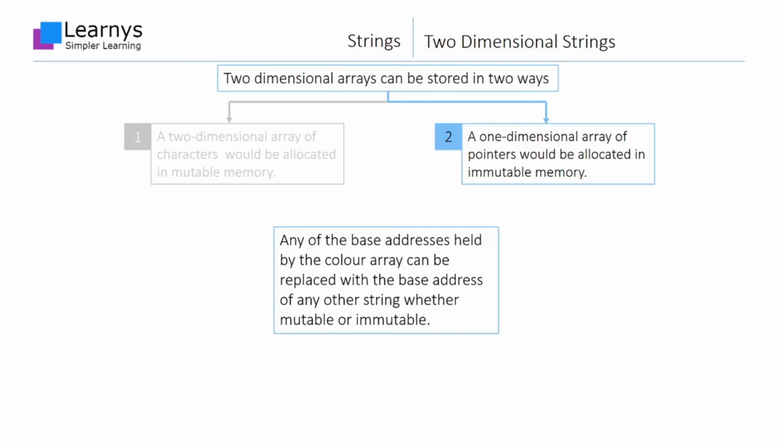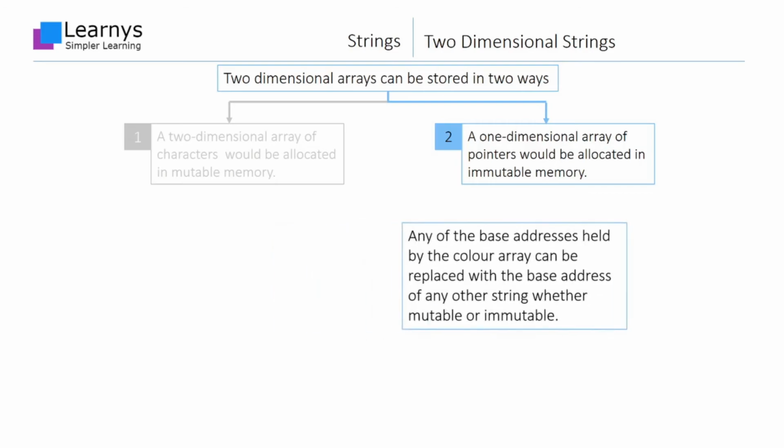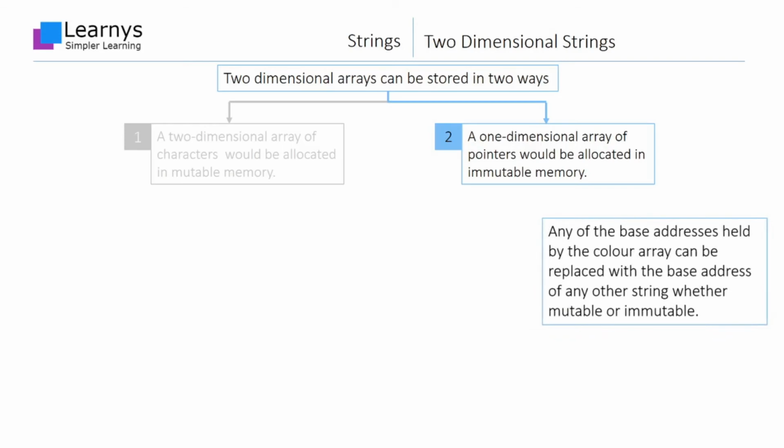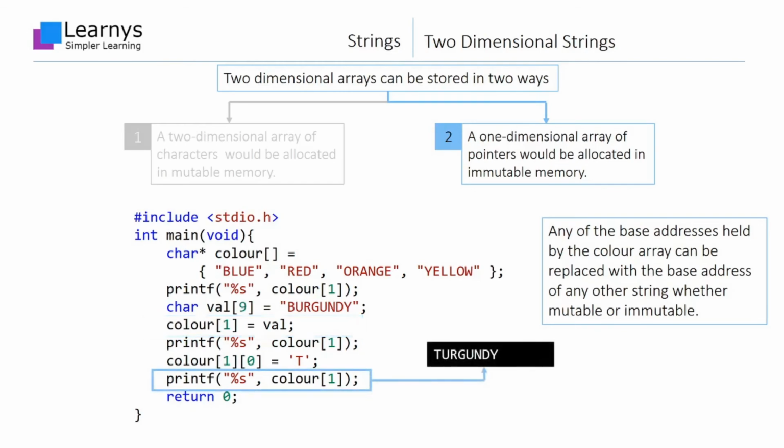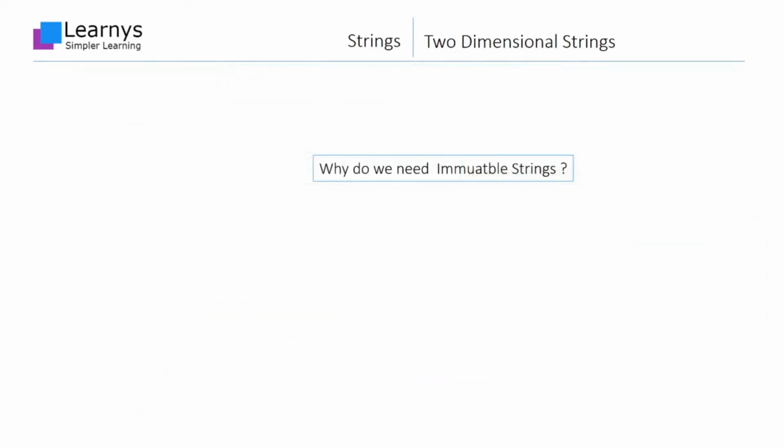Consider the program presented on your screen. We create an array of characters and store the string burgundy in it. We pass the address of this array to replace the value stored in the first location of colors. Since the string val is created on the stack, it is mutable. The value stored in the first location is changed and it prints out T as the first character instead of B.